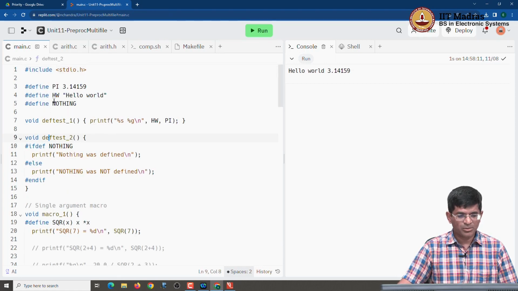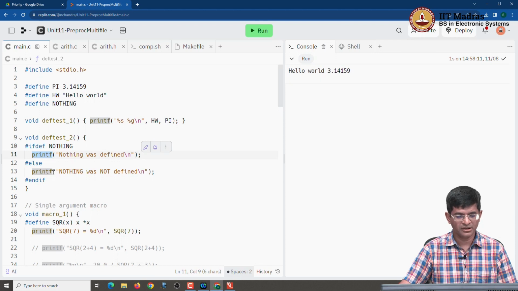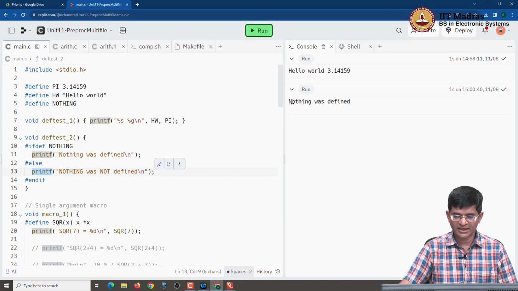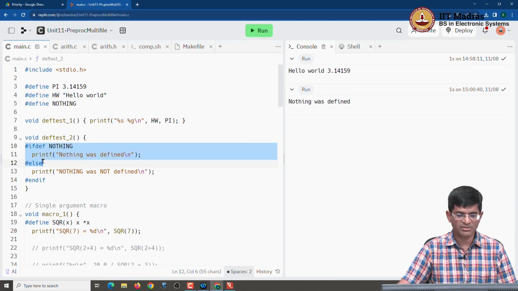Now, the second example is related to this line 5, which basically just does a hash define nothing. It actually allows you to do something like, I can have a piece of code that says hash ifdef nothing, printf nothing was defined, hash else it will print nothing was not defined. Now, let us first of all run this, and what you can see is that it basically says nothing was defined. In other words, it has taken this part of the code.